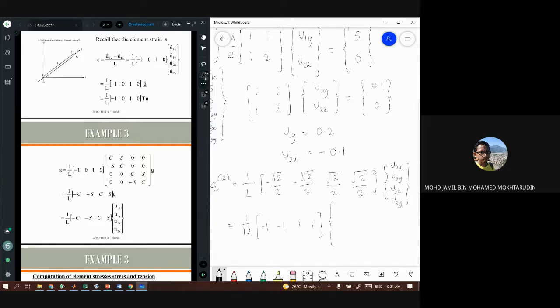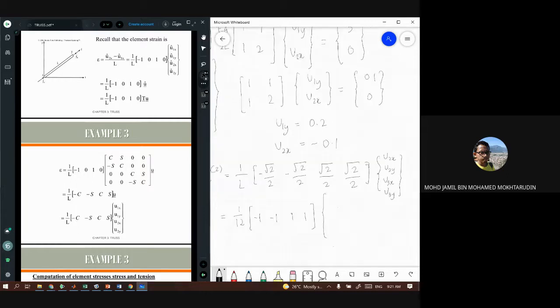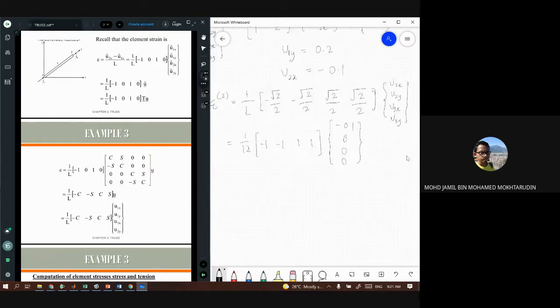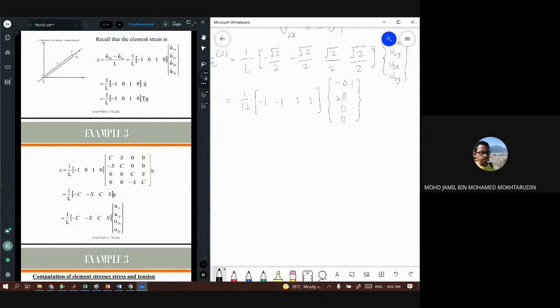So U2x is already calculated. So you get negative 0.1. And U2y, U3x, and U3y are all zeros. And then you can calculate this. So you get 1 over 12 times minus 1 times minus 0.1. So you get 1 over 120. So this is for the strain on the element number 2.